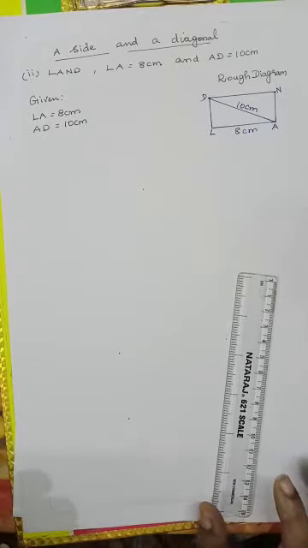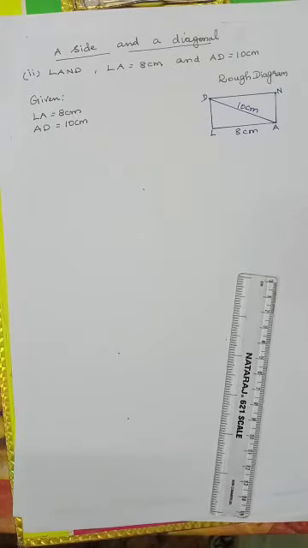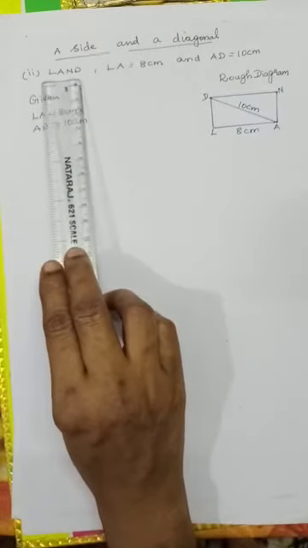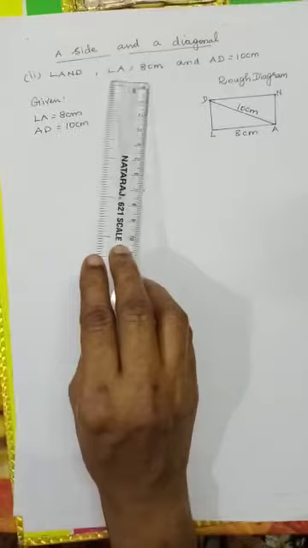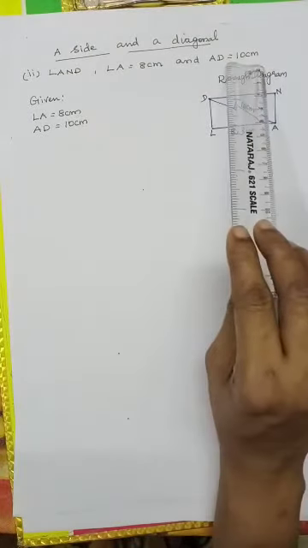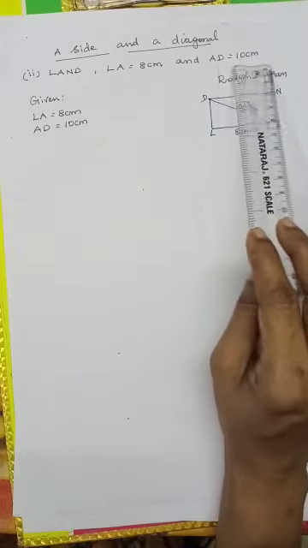Second problem. The rectangle using a side and a diagonal. Okay, we are going to draw the rectangle using a side and a diagonal. The second problem is LAND. The name of the rectangle is LAND. Here they are given LA as 8 cm and AD as 10 cm. AD is the diagonal here.